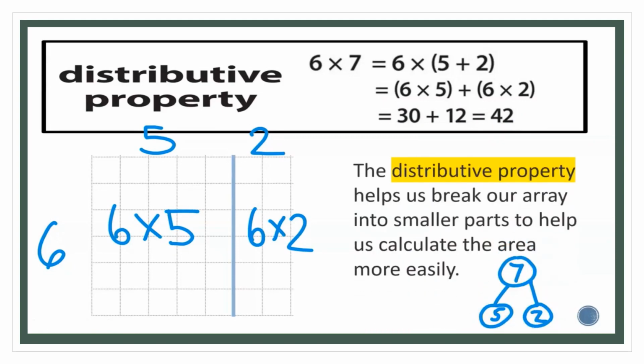Didn't I tell you that this distributive property is cool? It's cool because it helps us break our array into smaller parts so that we can calculate the total area or number of square units more easily.